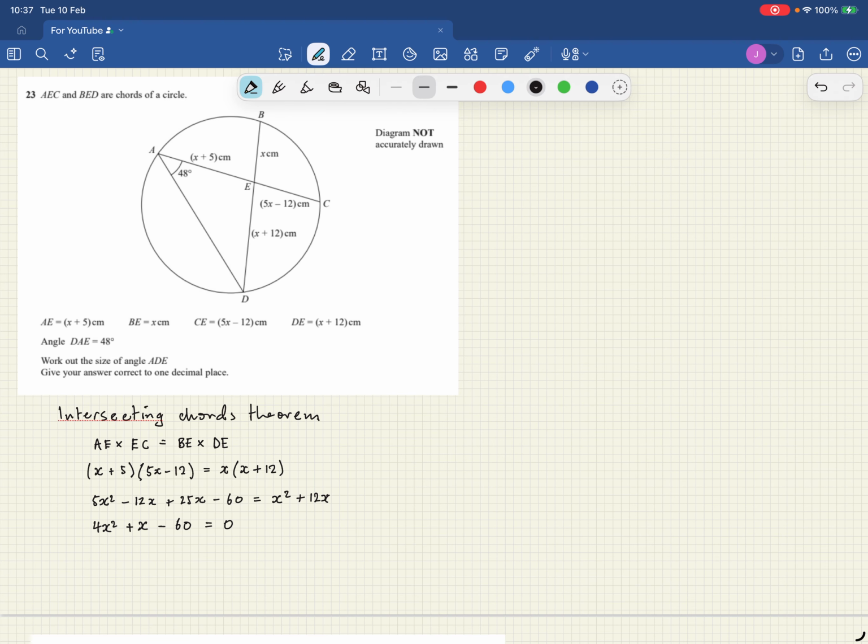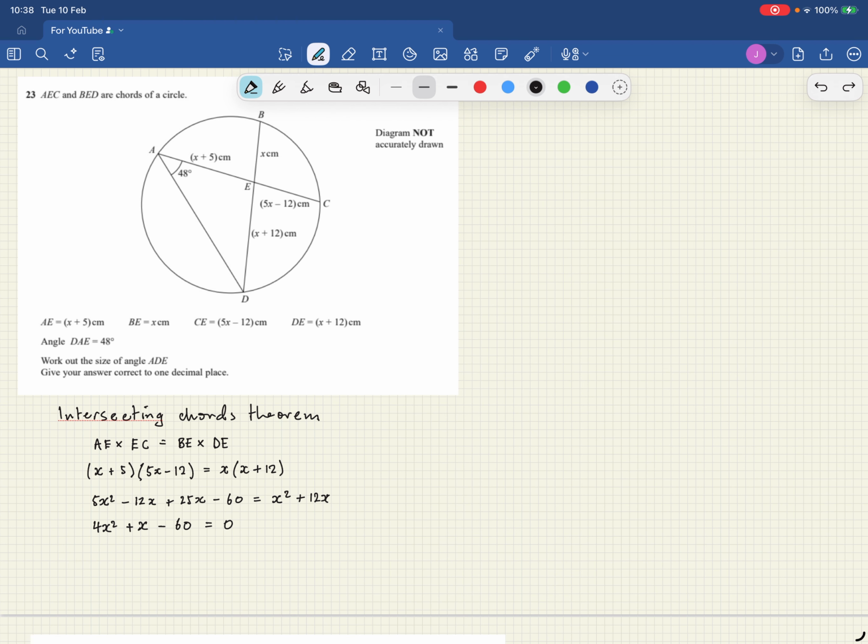And I've now got to factor this quadratic to find solutions for x. Now that means I need to find two numbers that, when I add them together, I get 1, because the coefficient of x here is 1. And when I multiply them together, I'm going to get 4 times minus 60, which gives me minus 240.